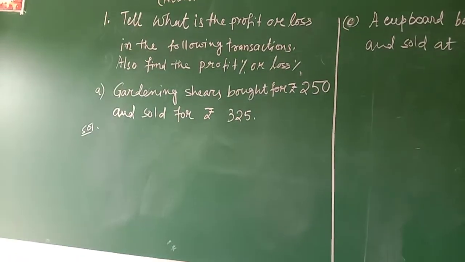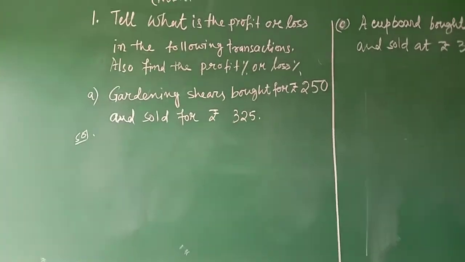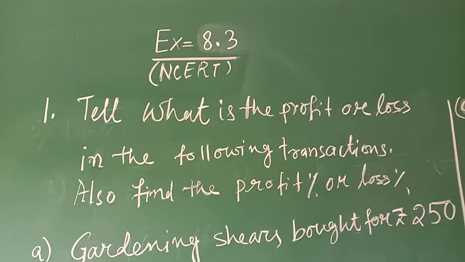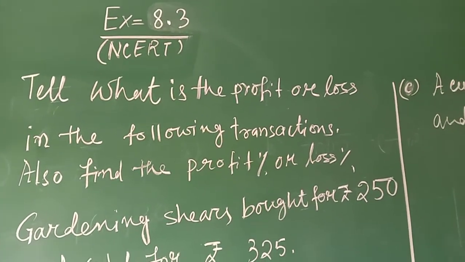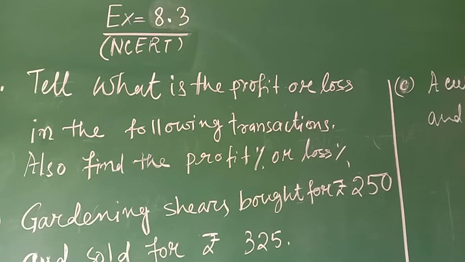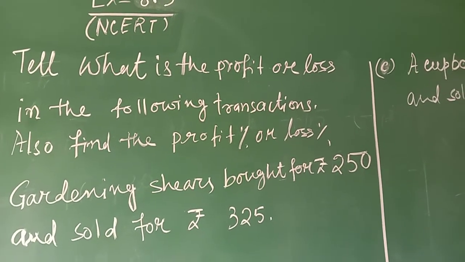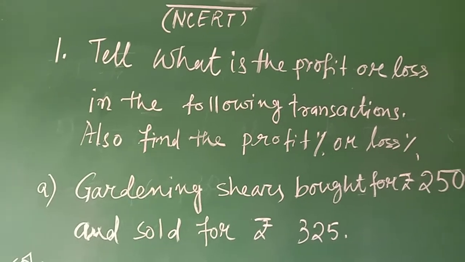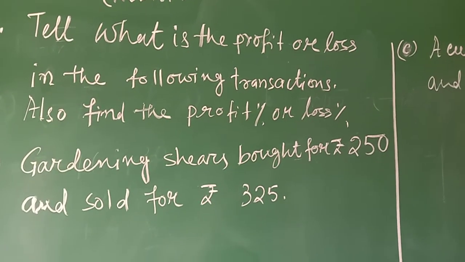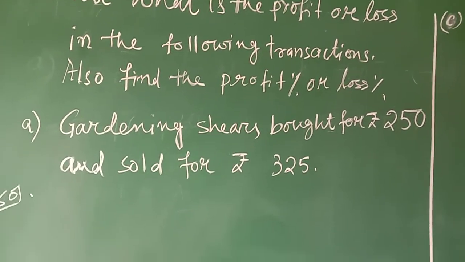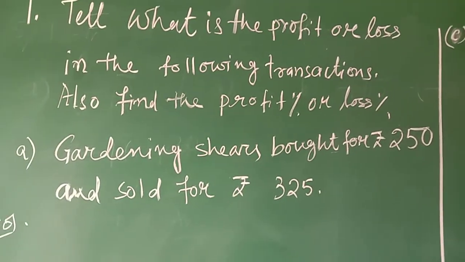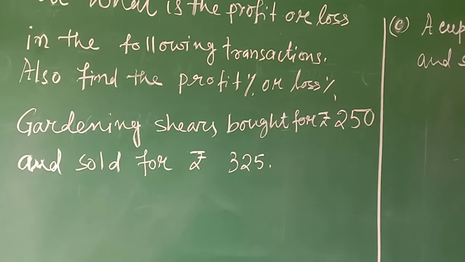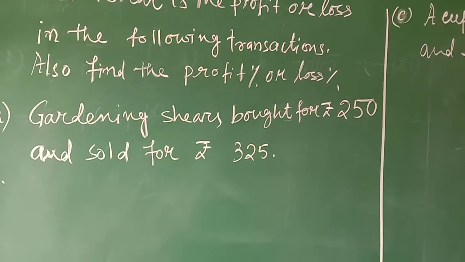The question I have written already and you can see from your NCERT book also. The question is, tell what is the profit or loss in the following transaction. Also find profit percent or loss percent. If it is profit, then profit percent. If it is loss, then loss percent. Question number 1A is, gardening shares bought for rupees 250 and sold for rupees 325.